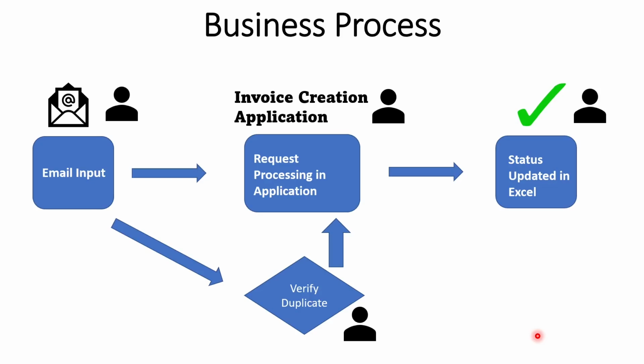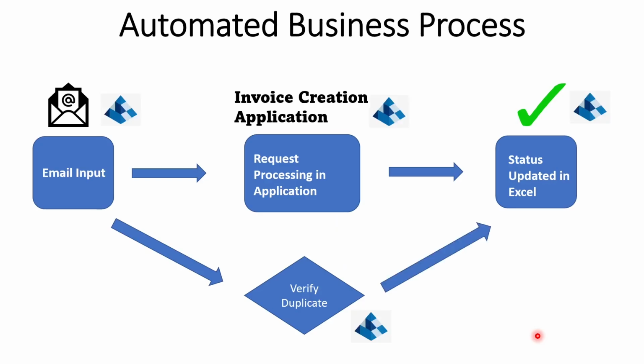The same things, when we implement them using Blueprism, the steps done by the user will be replaced by Blueprism, right? So overall, this is the sequence of the process: the sequence of process blocks, like there is a block to read email input, a block to create the invoice number, and a block to update the status in Excel. But inside each block there will be a series of steps. Let's see what the steps will be.